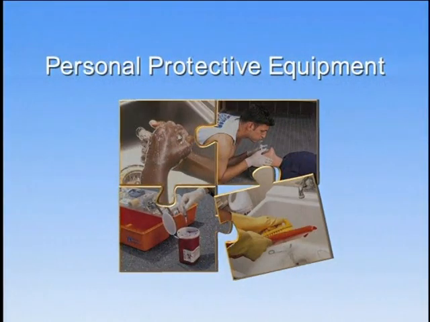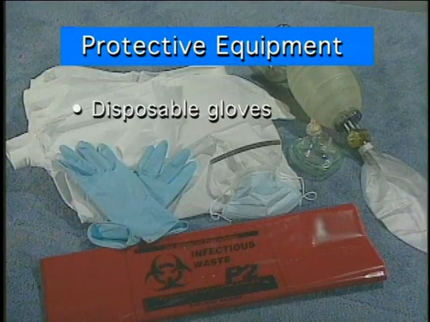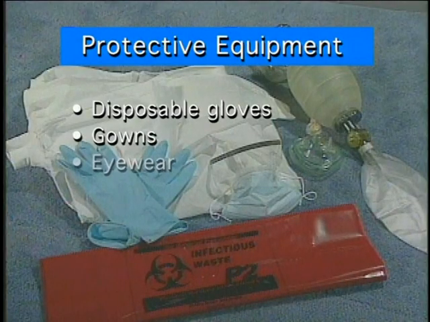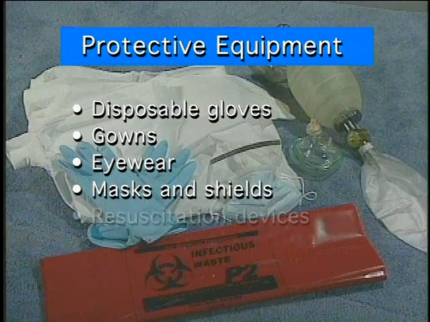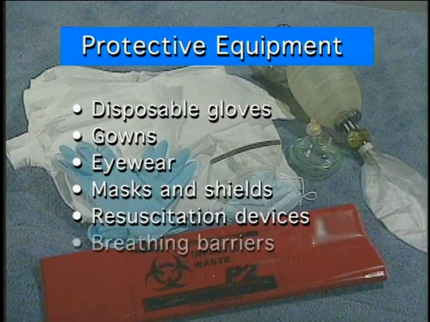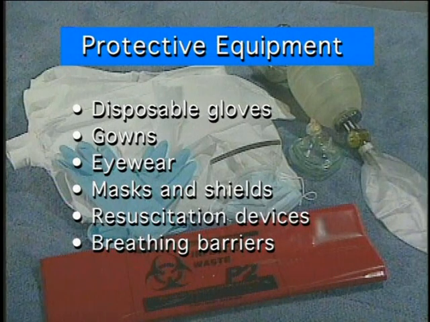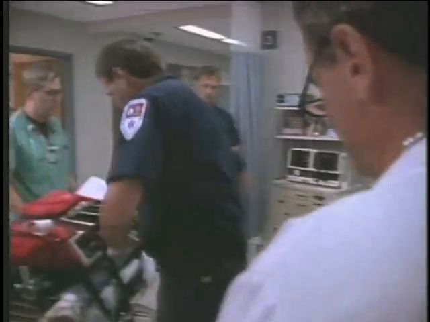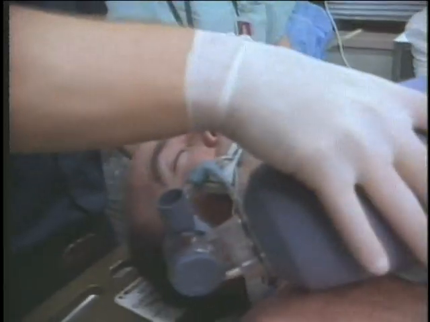Appropriate protective equipment should be used whenever exposure to blood or other potentially infectious materials is likely. This equipment includes disposable gloves, gowns, eyewear, masks and shields, resuscitation devices, and breathing barriers. All are designed to prevent you from making contact with infectious materials, which can greatly decrease your risk of contracting or transmitting a disease. But it is not enough to have these devices available. You must know how to use them.